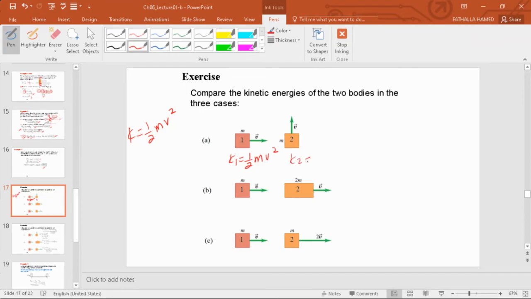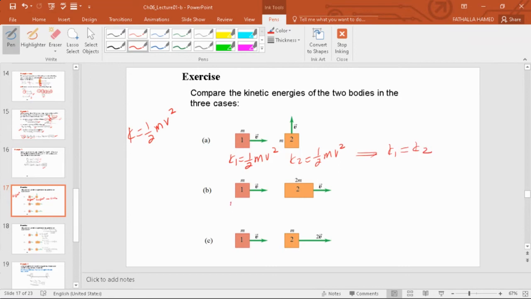Now, K2 here will equal 1/2 mv squared. The velocity here and the velocity here have the same magnitude, but they have different direction. But the speed, which is the magnitude, is going to be the same. So in this situation, K1 equals K2.